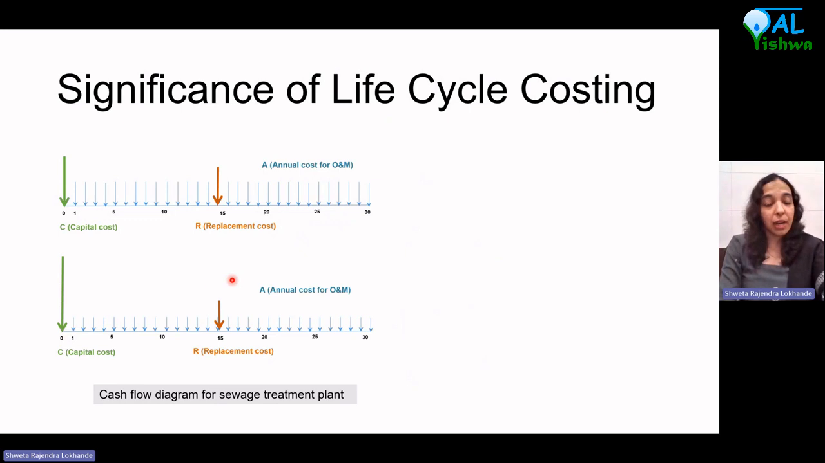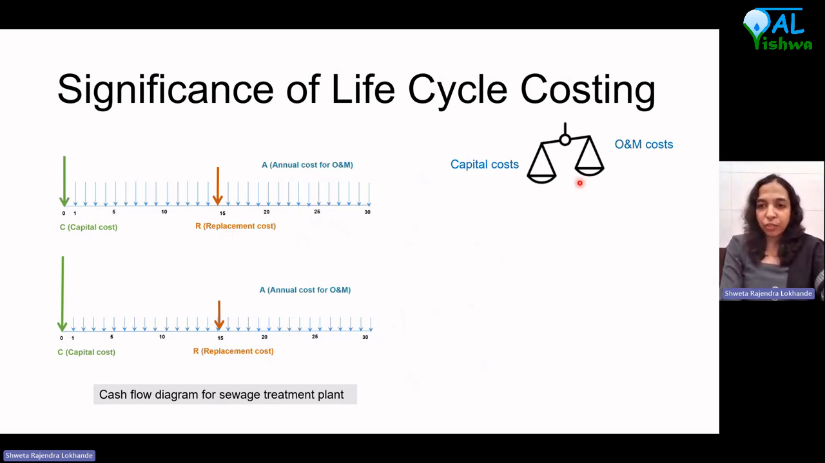Let's say we have another technology option with this cash flow diagram, in which the capital cost is relatively higher than that of the first technology. However, the annual O&M costs and the replacement costs are substantially lower as compared to the previous technology. In this case, the confusion will be as to which technology option the urban local body should go for.